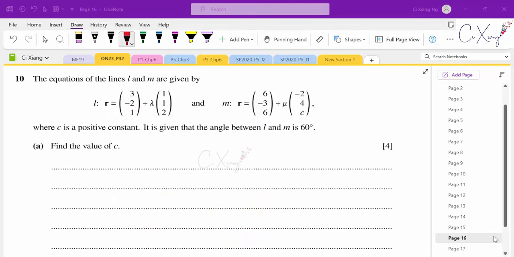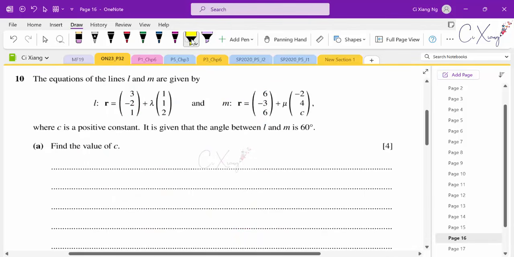Okay, then let's discuss question number 10 now. We are given the equations of the lines L and M. These are the vector equations for the line L and the line M. So C is a positive constant. I think positive constant is quite important. It is given that the angle between L and M is 60 degrees. So find the values of C.